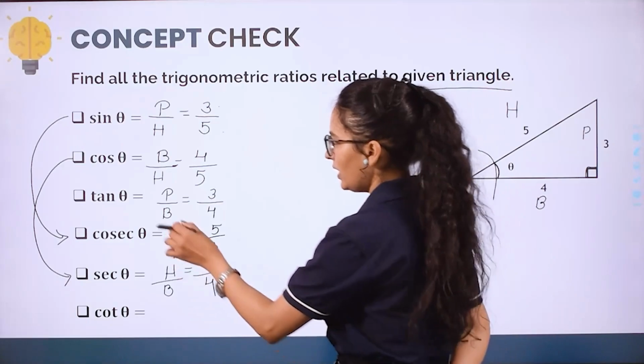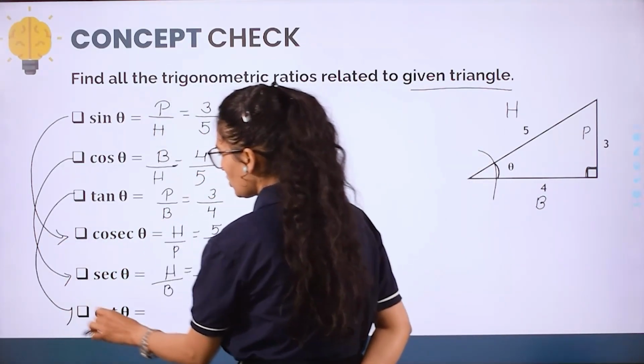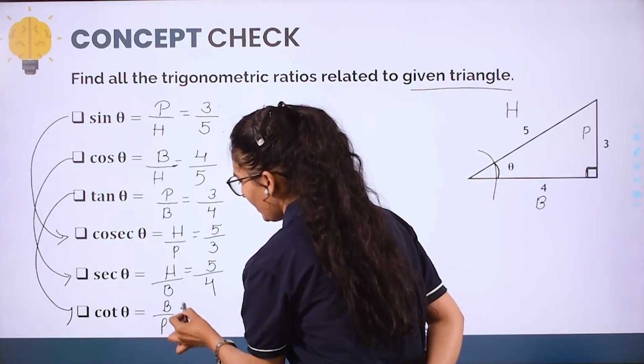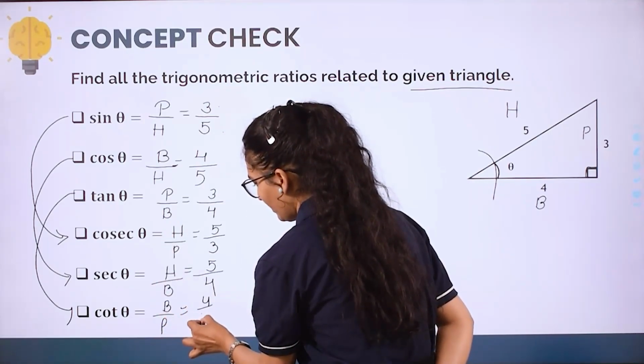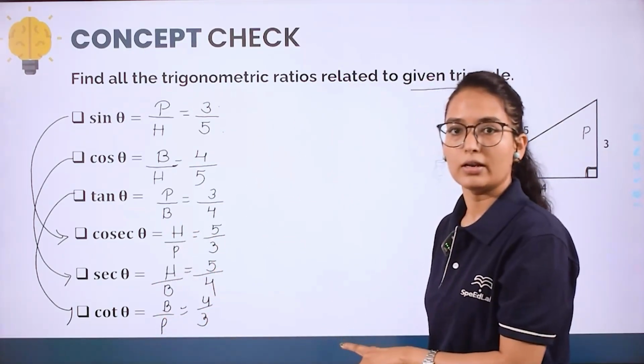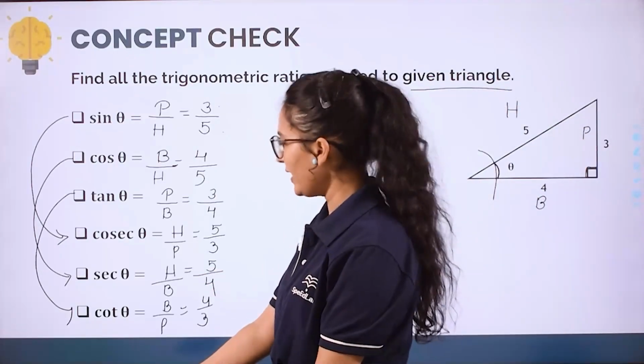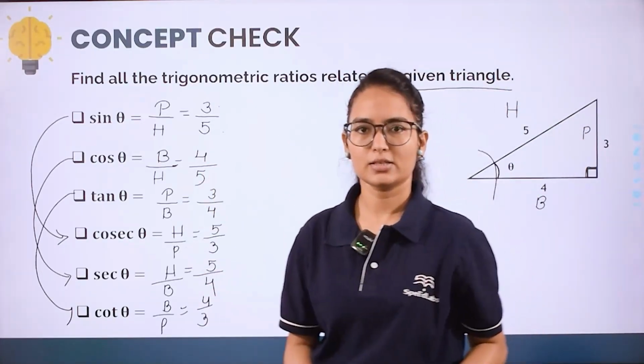Cot theta, inverse of tan theta. So here P by B becomes B by P, and this becomes 4 by 3. Now these values are greater than 1. You can see here. So very simple. Once you remember the definitions, it's very easy to write the answers. I hope you got it.